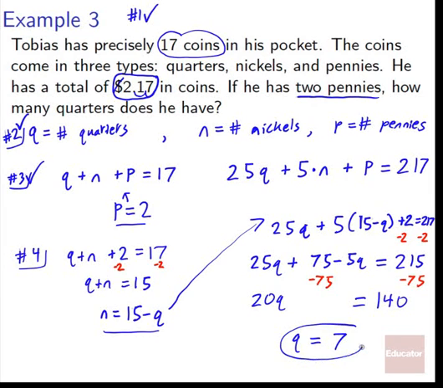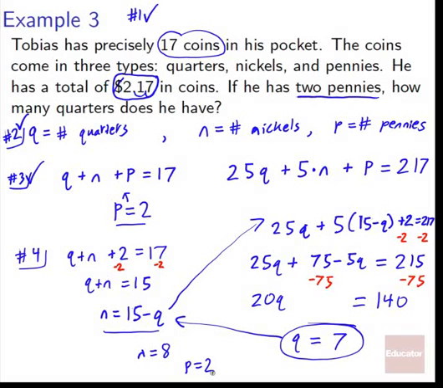The number of quarters he has in his pocket must be 7 quarters because we were able to work things out from those original equations. And if we wanted to figure out what the number of nickels he had was, we could just plug it right here and we'd get, oh, he must also have 8 nickels. So if N equals 8 and P equals 2, Q equals 7, we could do a really easy check.